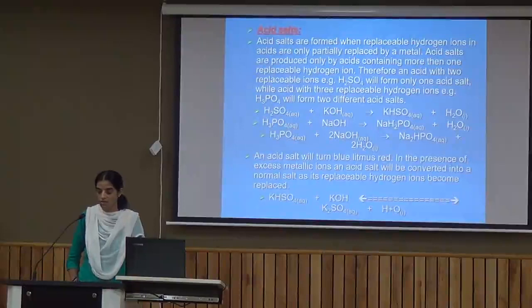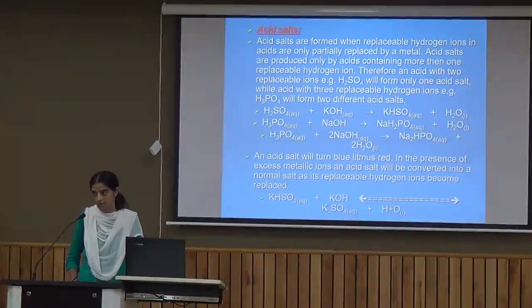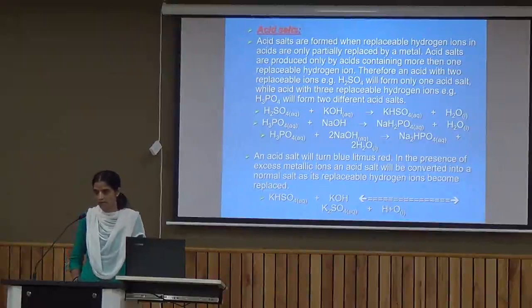Next we have acid salts, where all the replaceable hydrogen ions present in the acid are not replaced at once. They are only partially replaced. For example, let us see, sulfuric acid reacting with potassium hydroxide, KOH. Sulfuric acid has two replaceable hydrogen ions. But in this reaction, what is happening? Out of two, only one is replaced by metal, that is, metal ion K.